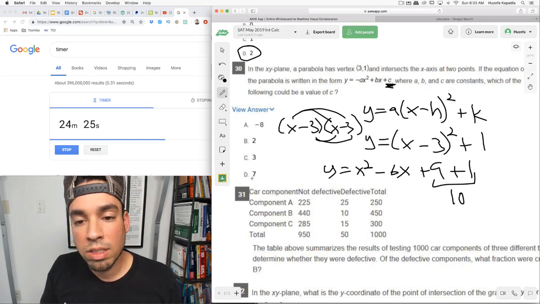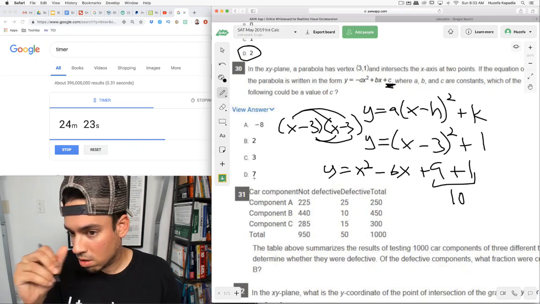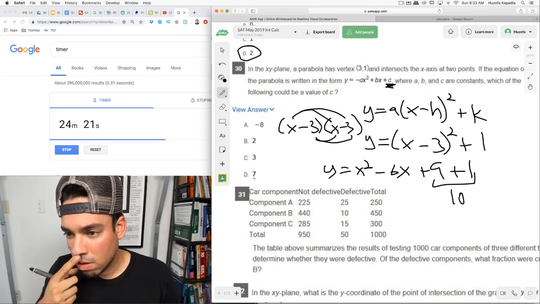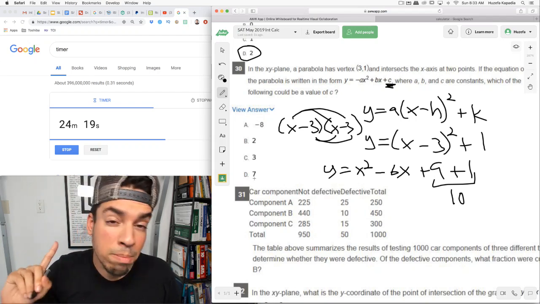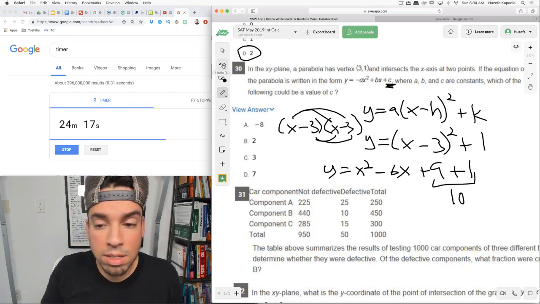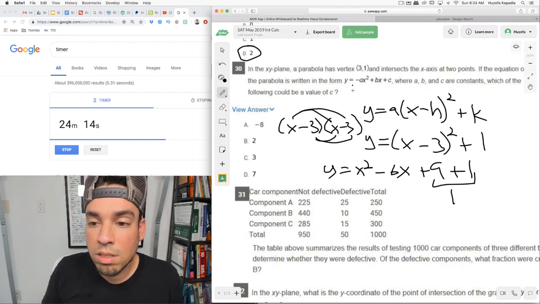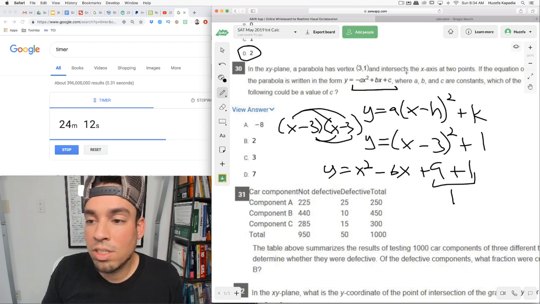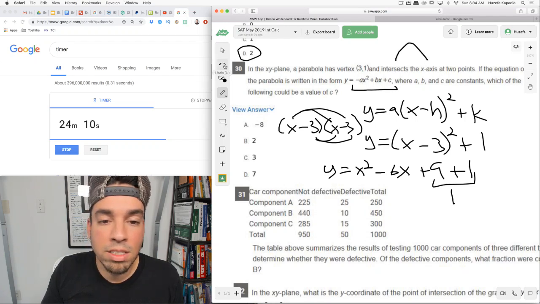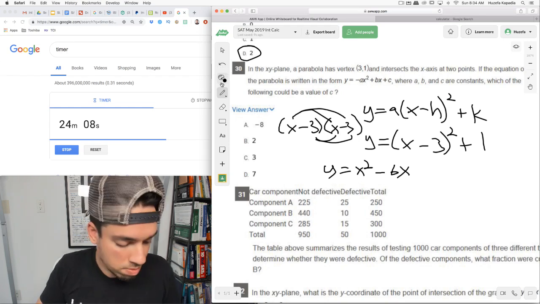And, oh, see that? I made a mistake. Hold on. What did I do? Oh. I got to back up. Thank God they didn't have 10 as the answer. I didn't read this. It intersects the x-axis, means it goes down. So A has to be negative. Ooh, they made that tricky.